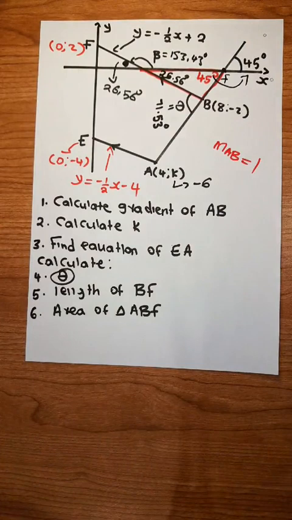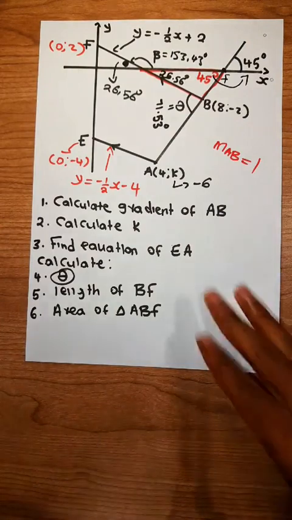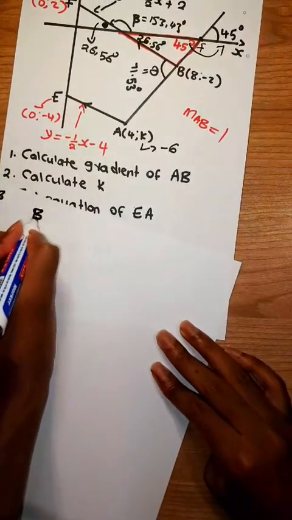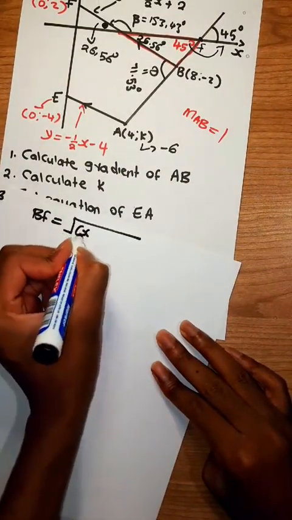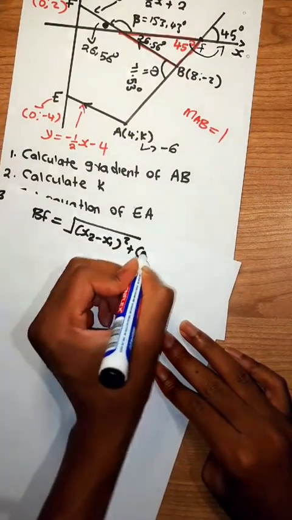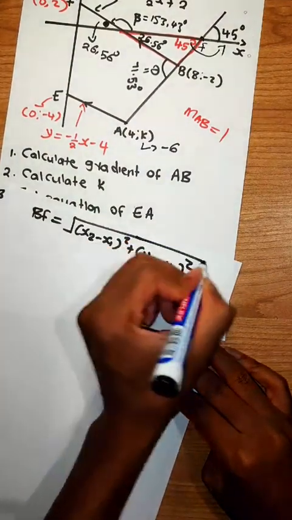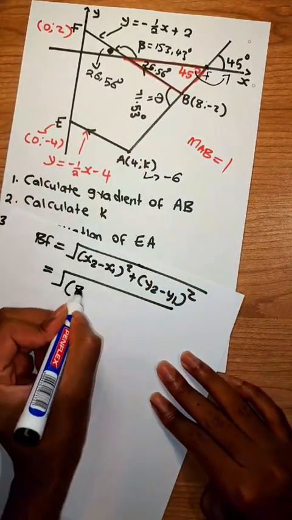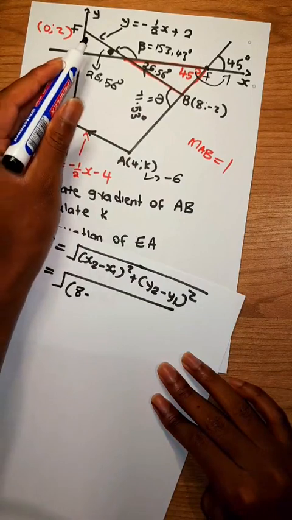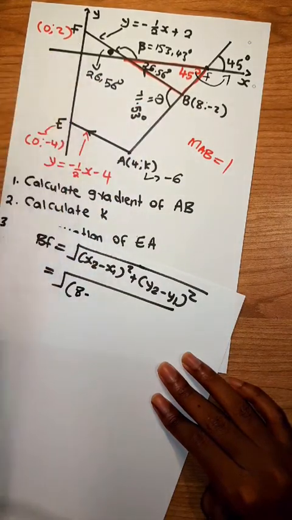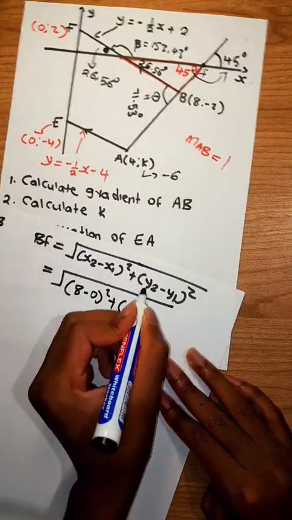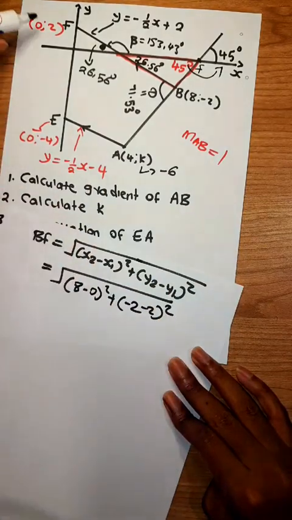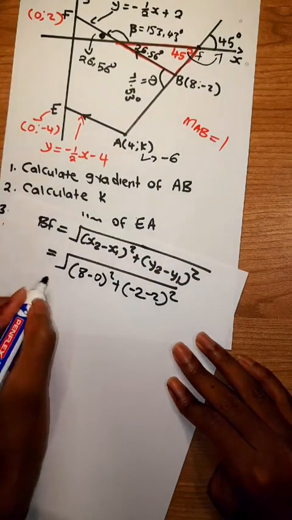Fill in the information. Now, the other question requires us to calculate the length of BF. Now, they want us to calculate the length of BF. We know that the length of BF will be given by this equation, the square root of (x2 minus x1) squared plus (y2 minus y1) squared. What is x2? Let's just choose x2 to be 8. It means that x1 will be 0 because we're choosing B and F, right? So it's going to be 0, and then we're going to square it, plus what is my y2? It is going to be minus 2, and then y1 is going to be minus 2 again, because it's 2. Can you see?